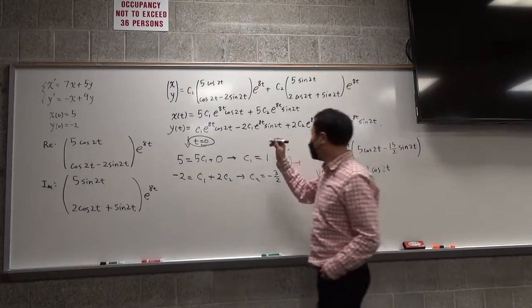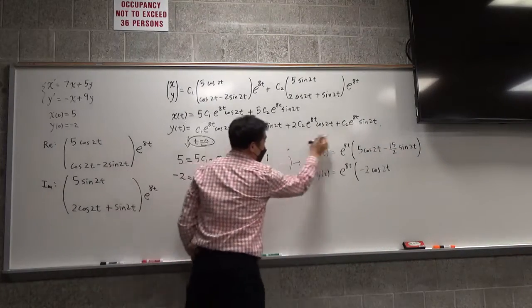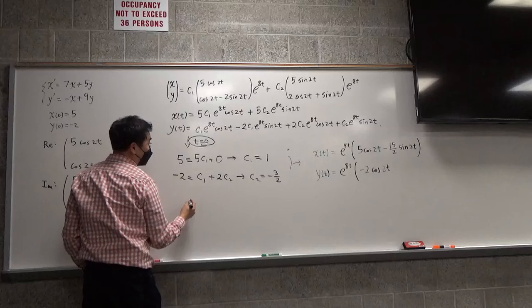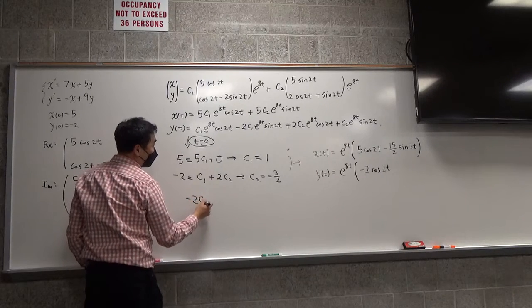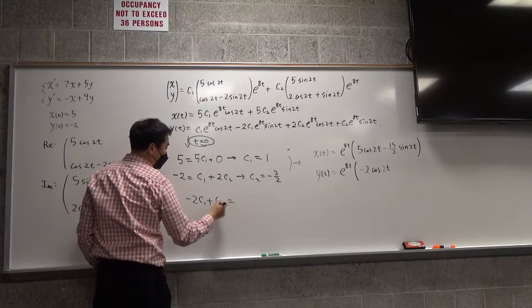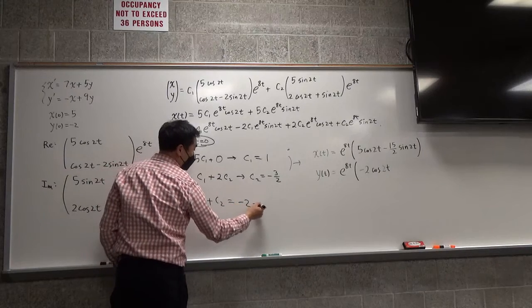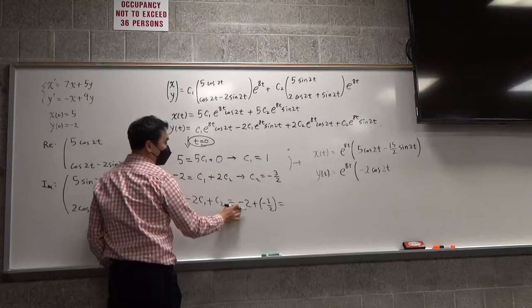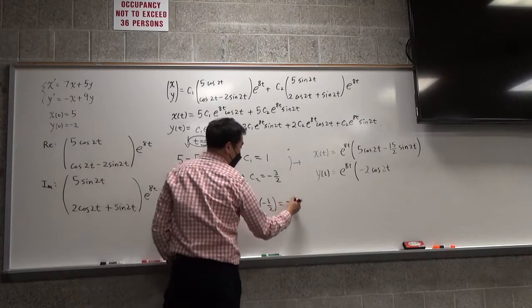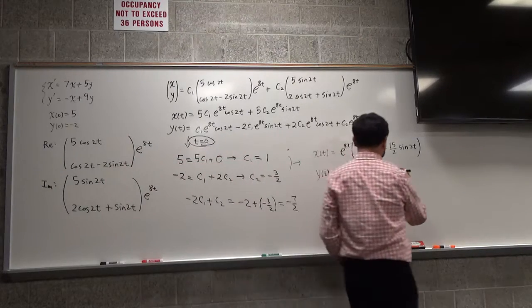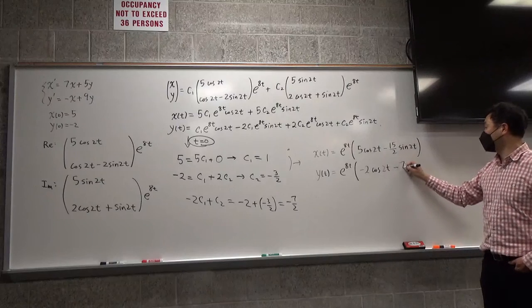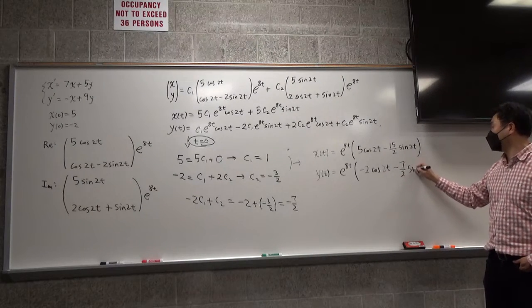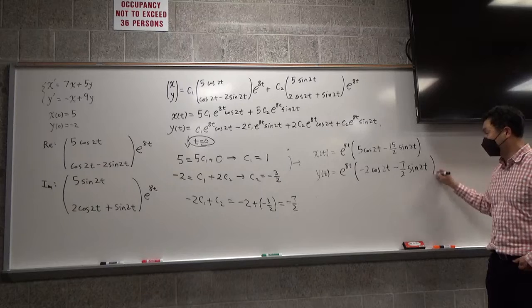And then for the other one, you need to calculate negative 2c1 plus c2. So let's try to see what that is. Negative 2c1 plus c2 is negative 2 plus negative 3 over 2. So it's negative 4 over 2, negative 3 over 2, so it's negative 7 over 2. So you got the second answer as negative 7 over 2 sine 2t.